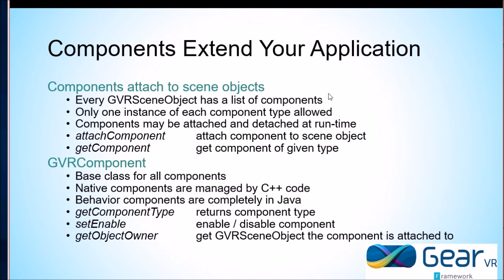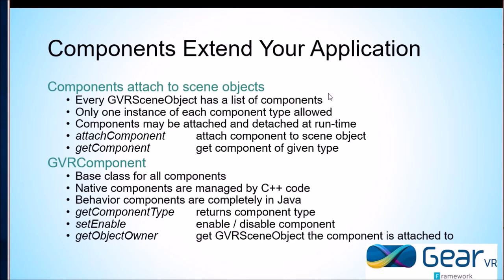So components are the way you extend your application, and they attach to scene objects. Every scene object has a list of components, and you can attach them and detach them at runtime. Now, there's only one instance of each component type allowed, so you can't put 2 lights or 2 cameras on a scene object. And the component type is something that, as you'll see, we get to decide. They're not built into the system except for the native components.